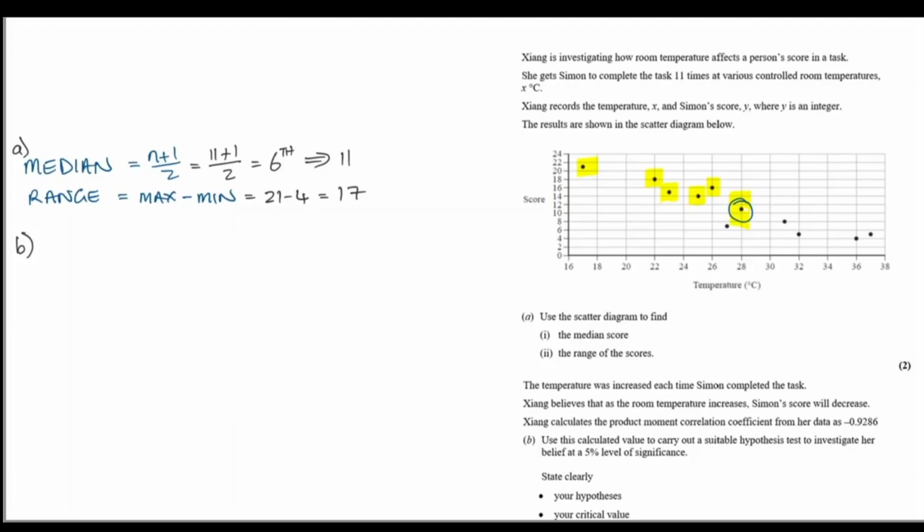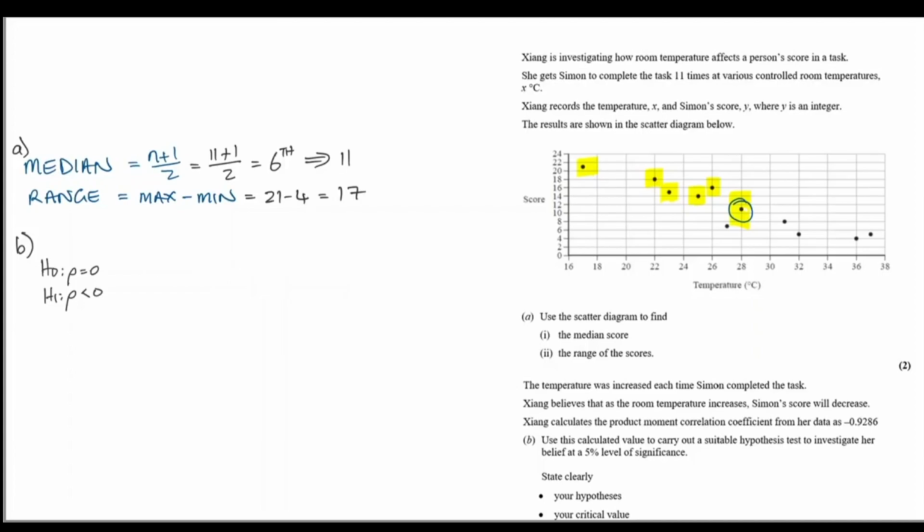We're asked to state our hypotheses clearly and also to show our critical value. Okay, these are things we should have known to do anyway on a hypothesis test for correlation. The null hypothesis, rho equals 0. Alternate hypothesis, rho is less than 0. Since Chang is looking for negative correlation, she says that as the room temperature increases, Simon's score will decrease. We know that the sample size, n, is 11, and we're using the significance level of 5%.